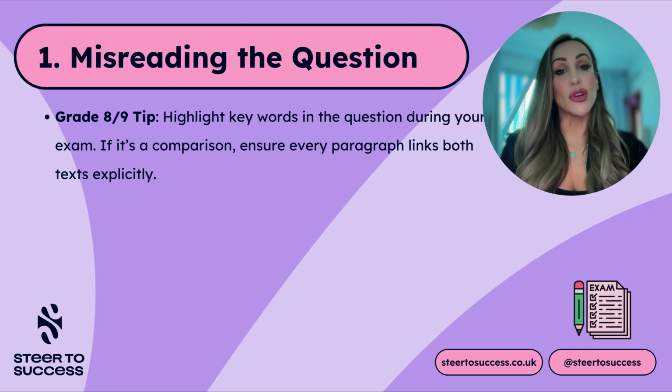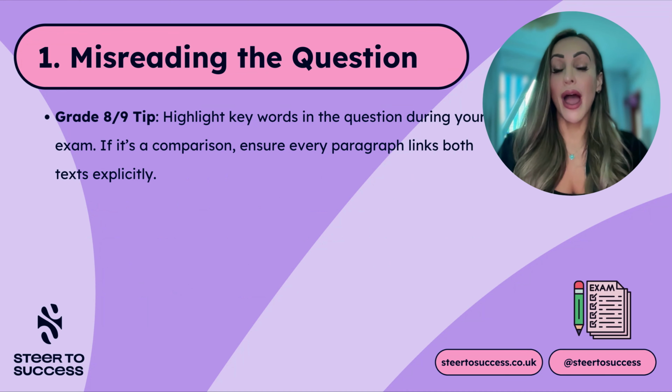And then as a grade 8 or grade 9 tip, or for any grade, make sure you highlight the keywords in the question during your exam. And if it's a comparison, ensure every paragraph links both texts explicitly. So highlight those keywords in the question during your exam, like at the beginning. But what I also mean by that, in terms of aiming for a grade 8 or grade 9, if we're thinking about the conceptualized response, and we are going to go over that in detail in another lesson, you want to be returning to the focus of the question. So when I say highlight, I don't just mean literally highlight. I mean highlight that throughout your essay with that conceptual thread that runs throughout your essay.